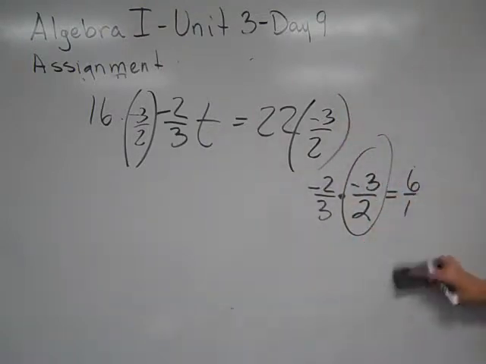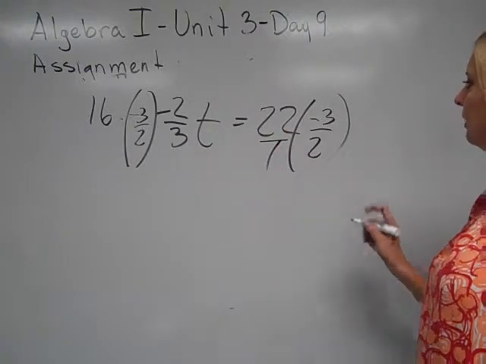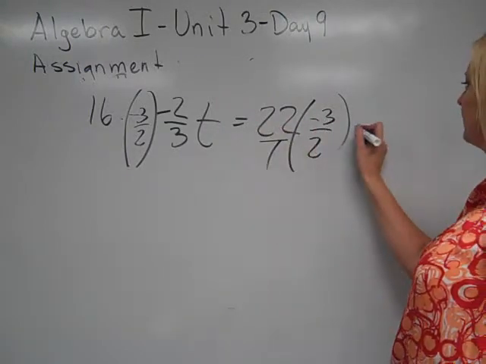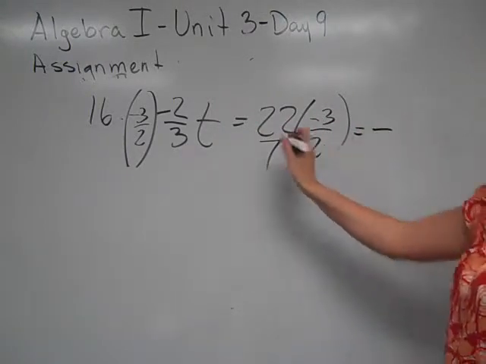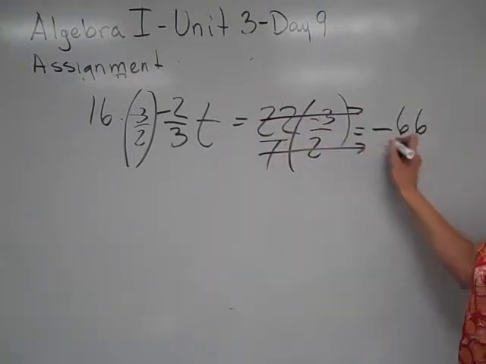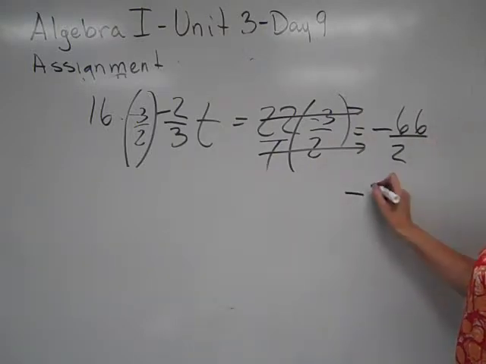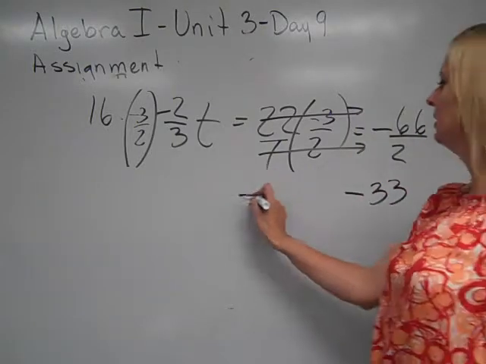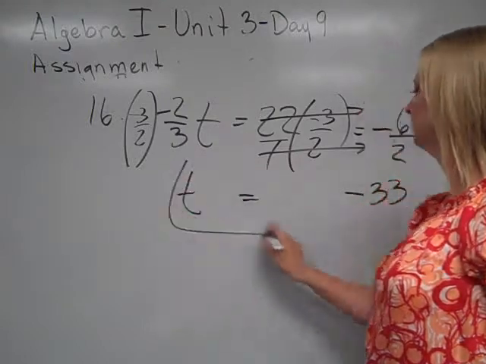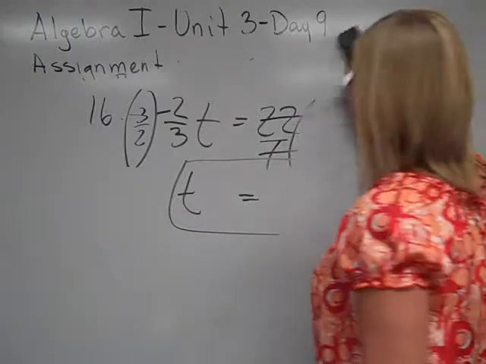Remember that when you're multiplying, 22 is the same as 22 over 1. First of all, you have a negative times a positive, so your answer is negative. I'll multiply straight across. 66 over 2 reduces down to negative 33. All right, 4 more problems. Number 17.